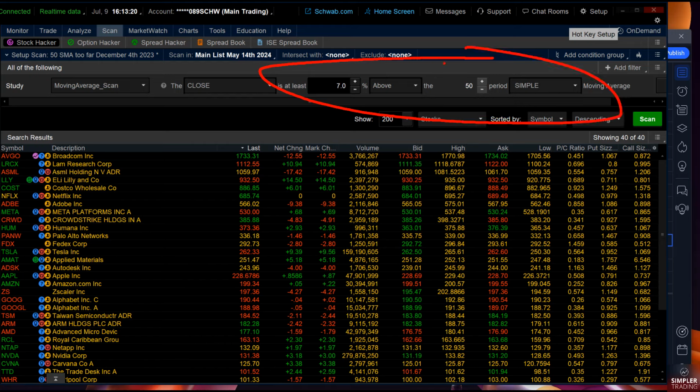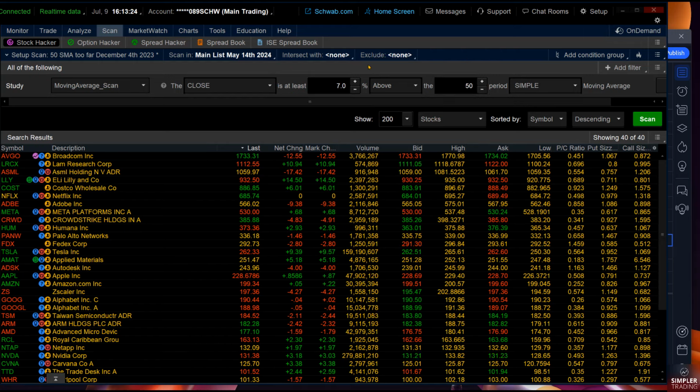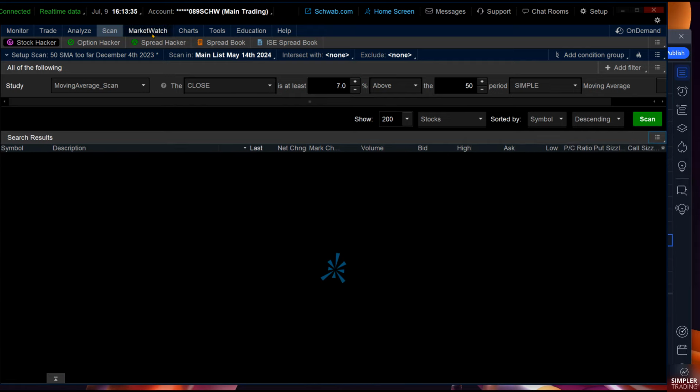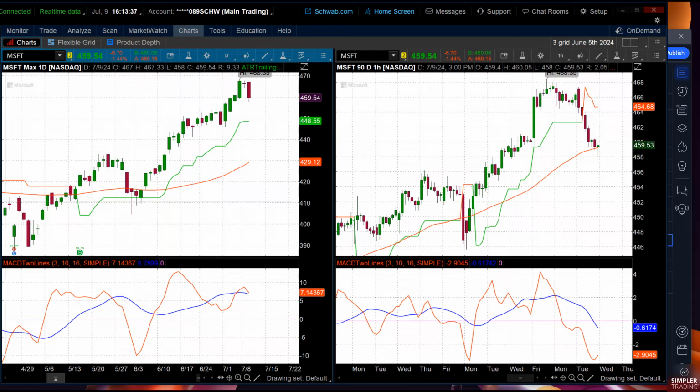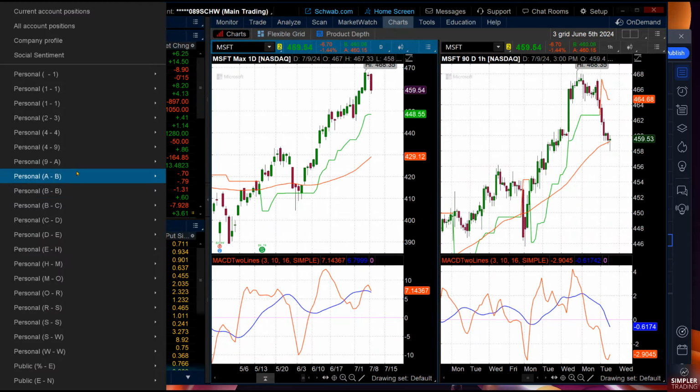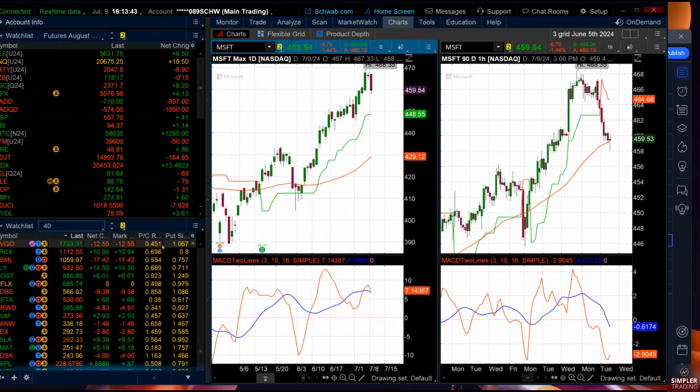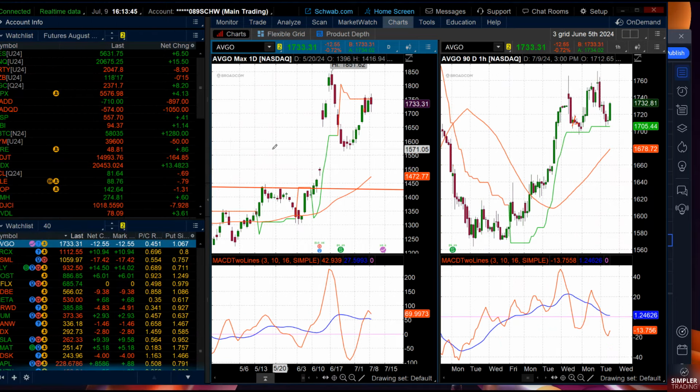This is a scan I share in the Chart Patterns Mastery. So it's 40 stocks in there. You could just save it if you want as a 40. And I'll show you what we're talking about. We're going to save it as a 40, and then we're going to go into charts, and we're going to go over here into 40. And all we're going to do is show you what's too far.